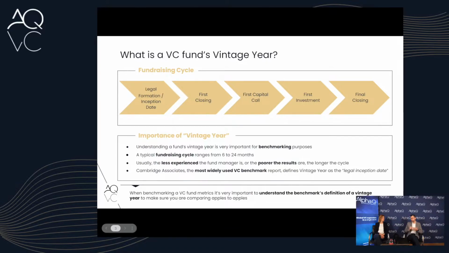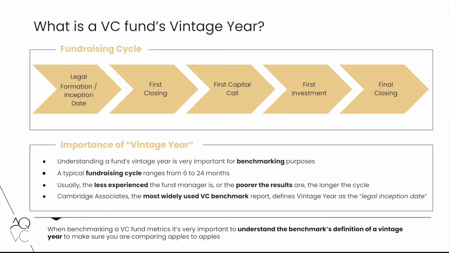If you ask us, we personally think that a vintage year should be defined as the year the first capital call was made, because this is when the IRR clock starts ticking. However, Cambridge Associates, the most widely used VC benchmarking report, defines the vintage year by the legal inception date of a venture fund, which can usually be found in the notes section of the financial statements. So when benchmarking a VC fund, it's very important to understand how the benchmark report you are using defines vintage year, so that you can evaluate the fund correctly and compare apples to apples.